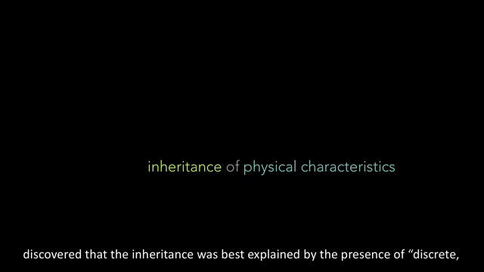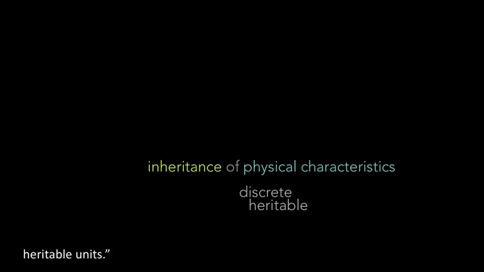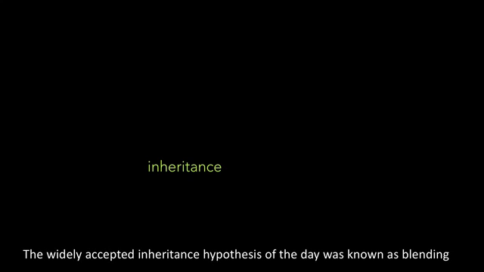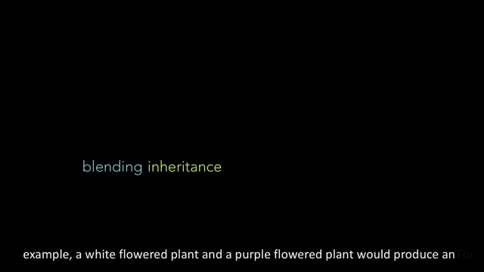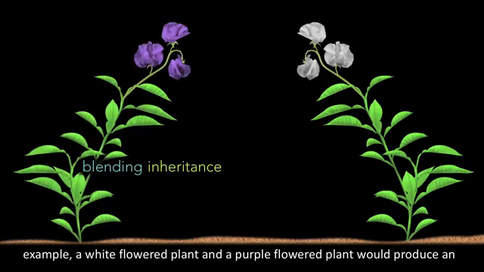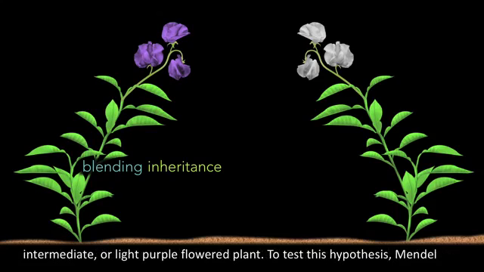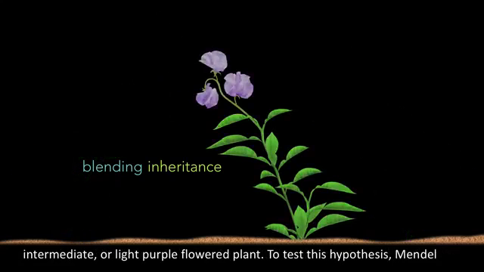etc., he discovered that the inheritance was best explained by the presence of discrete, heritable units. The widely accepted inheritance hypothesis of the day was known as blending inheritance, which predicts that the traits of the parents blended in the offspring. For example, a white flowered plant and a purple flowered plant would produce an intermediate or light purple flowered plant.